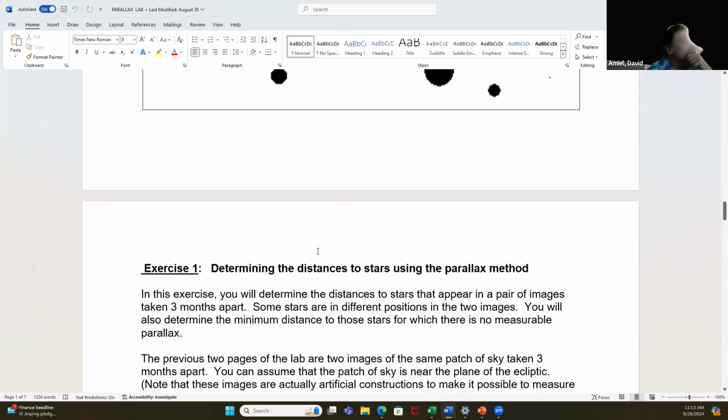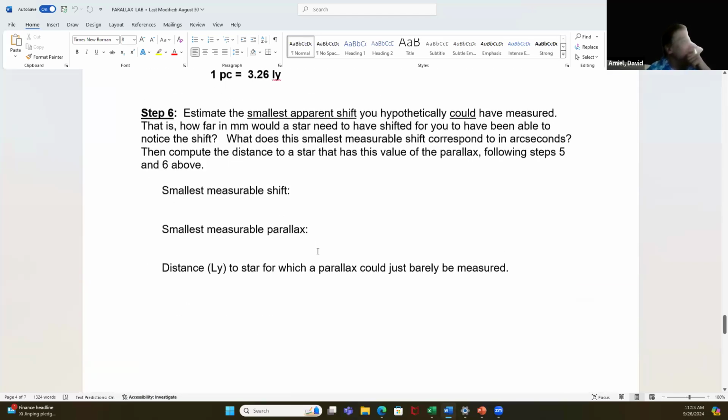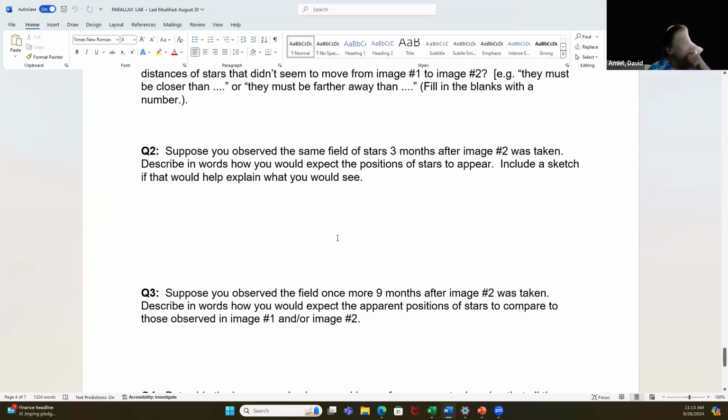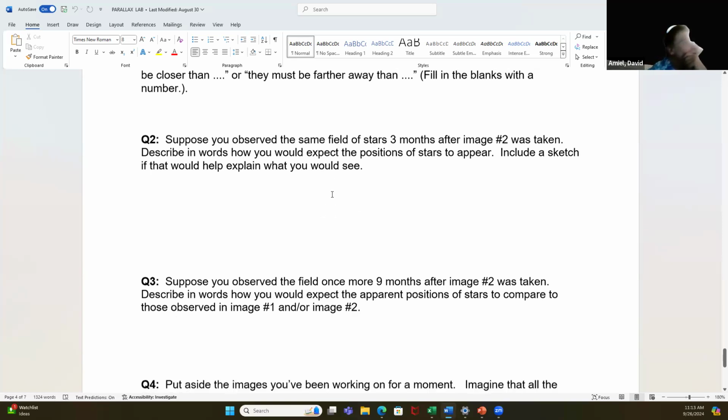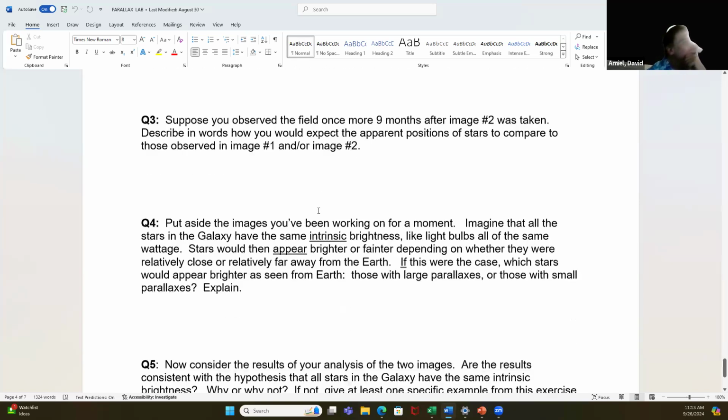But question 2 asks you to try to make a prediction about what the same field of stars would look like 3 months after image 2. What if you were 9 months? How would you expect them to shift?